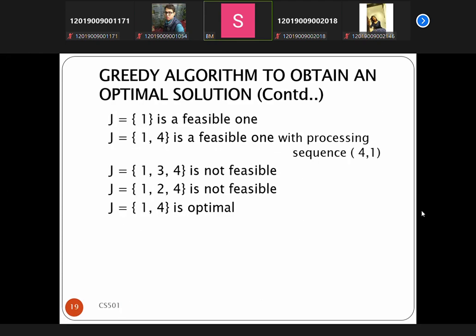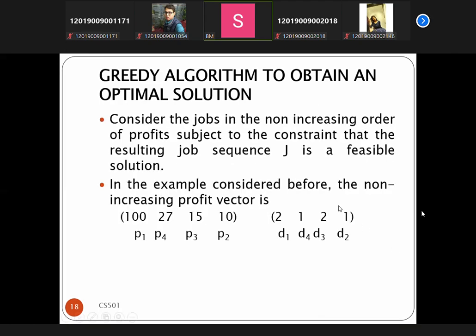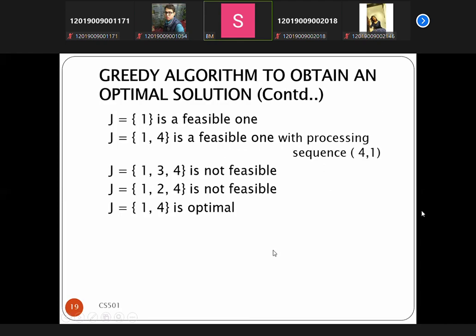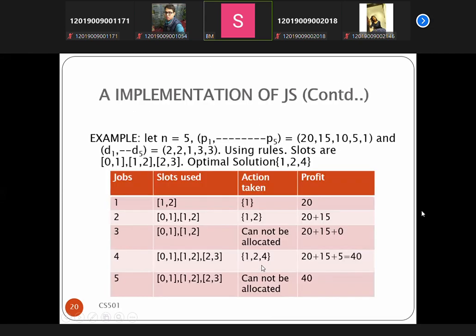Then if I take jobs 1 and 4, yes, that can be done. You take job 4 first, as it has 1 unit of deadline, and then you offer it to the job 2. It can maximize the profit if you follow this sequence. So this way you have to think about which can be taken and which cannot be done.